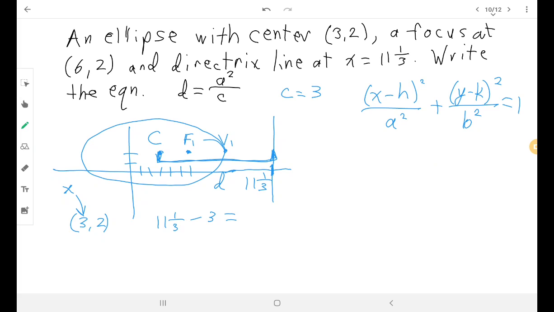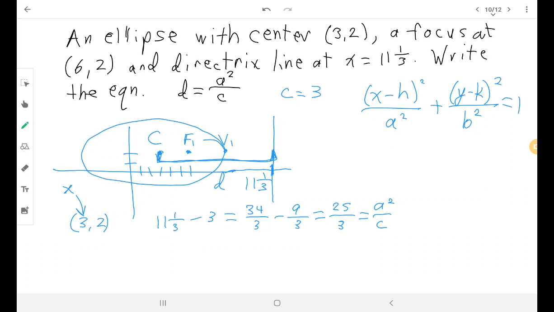Let me turn that into all fractions. So that'll be 34 over 3 minus 3 over 1, or 9 over 3. So I have common denominators. 9 divided by 3 is 3. And then 34 minus 9 is 25 over 3. And since that's reduced, I can call that my a squared over c.